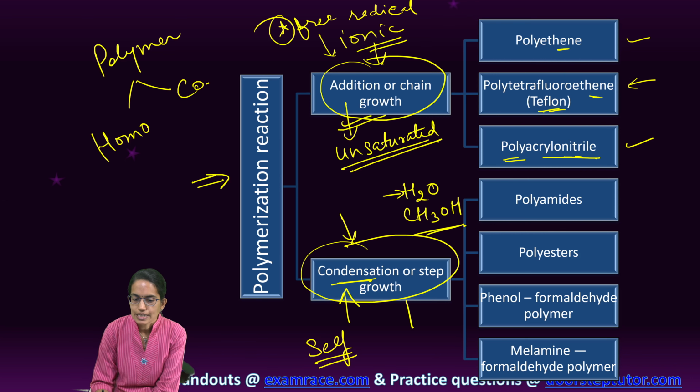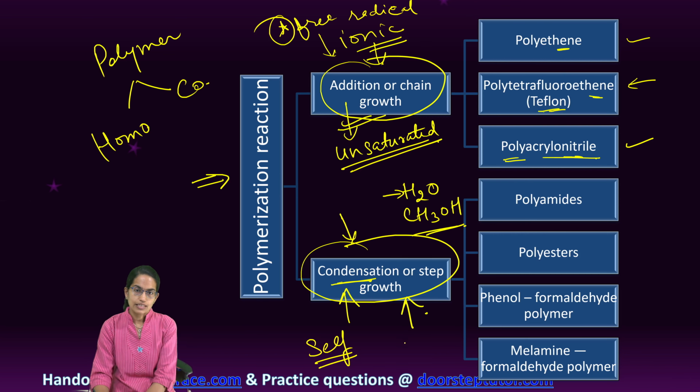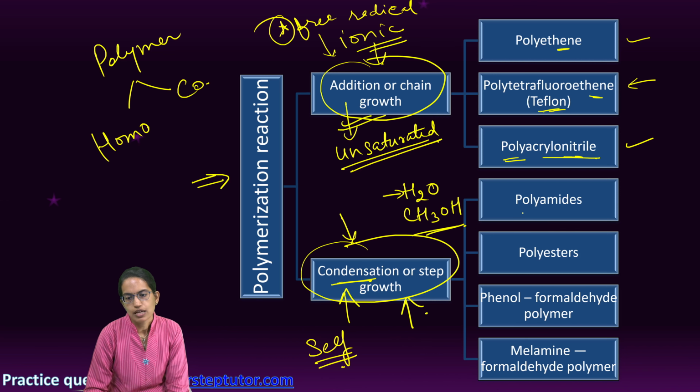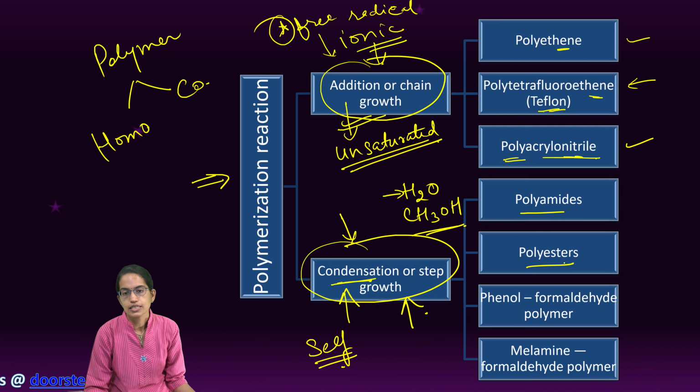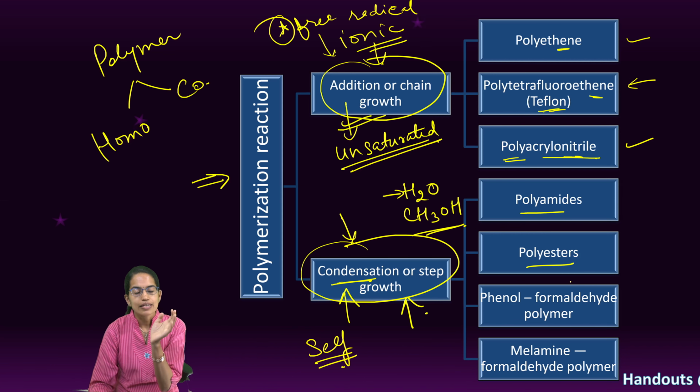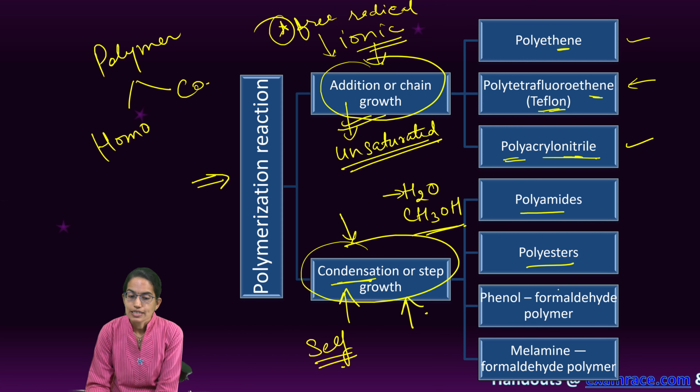The next is condensation reaction. Condensation reaction occurs where there could be a self-condensation, for example, polyamides, polyesters, esters combining together, amides combining together, and there is elimination. So we call it a self-condensation.